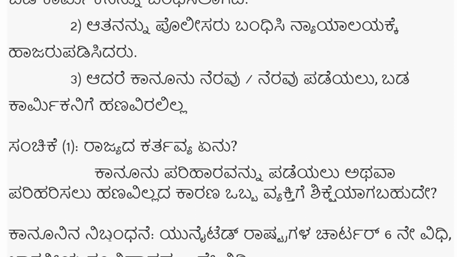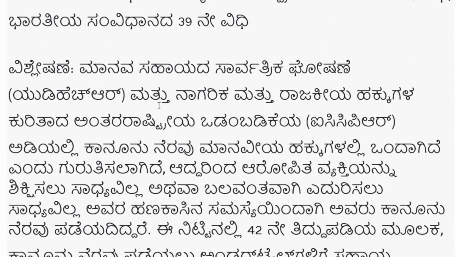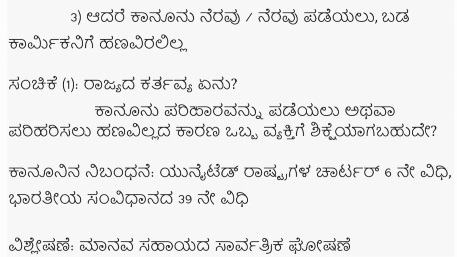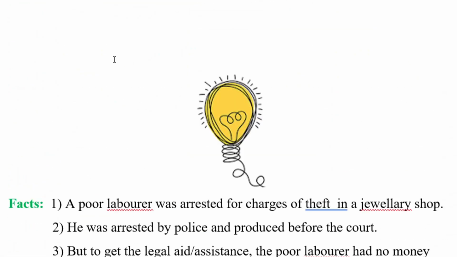What does the law say? That means what are all the provisions applicable with regard to this rule of law? That means under Article 39A of the Indian Constitution, under Article 6 of the United Nations Charter, it has been given that an accused person should be given legal aid to defend himself. No doubt he has committed the wrong. So in this way we have to solve the problem solving questions.